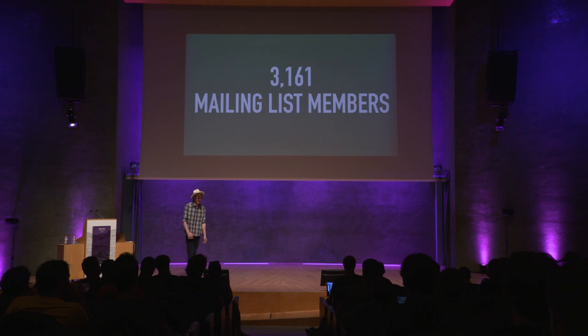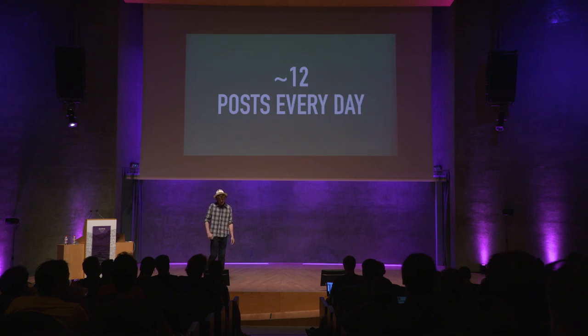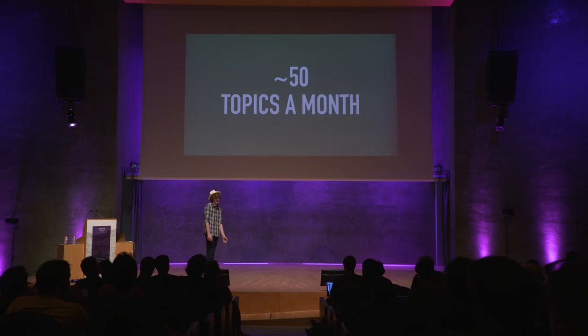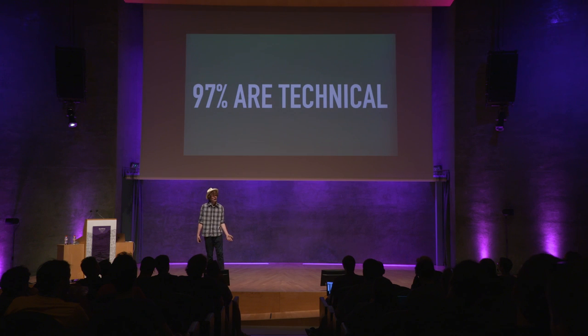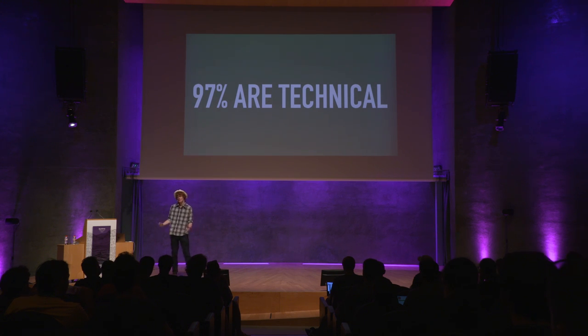I can see a few people grinning at me. 12 posts, roughly, to the mailing list every day. Obviously, that's an average. 50 topics a month. And people say that a lot of that is your own internal discussions, right? But 97% of those posts on that mailing list are technical. 97%. So those of you that think that all we talk about is drama or membership requests, I think that kind of speaks for itself.